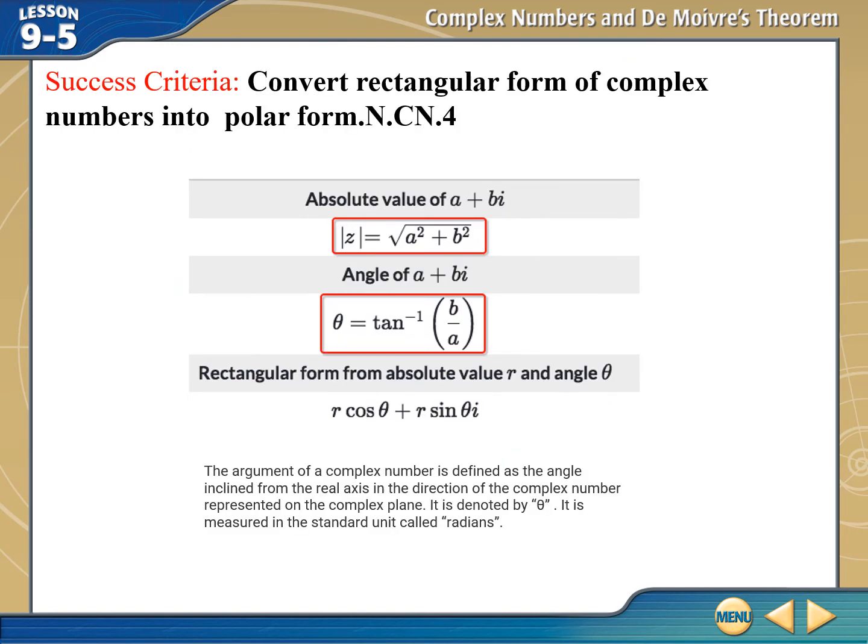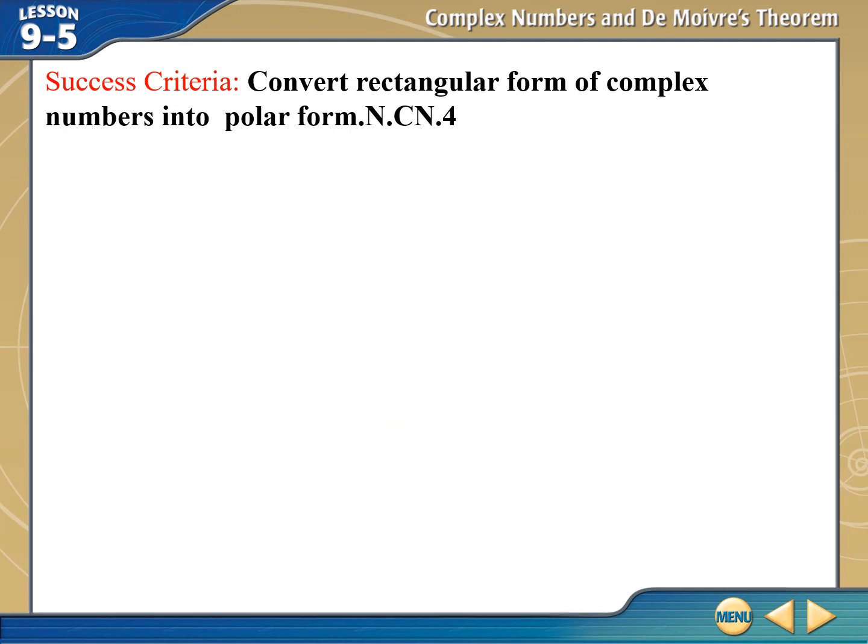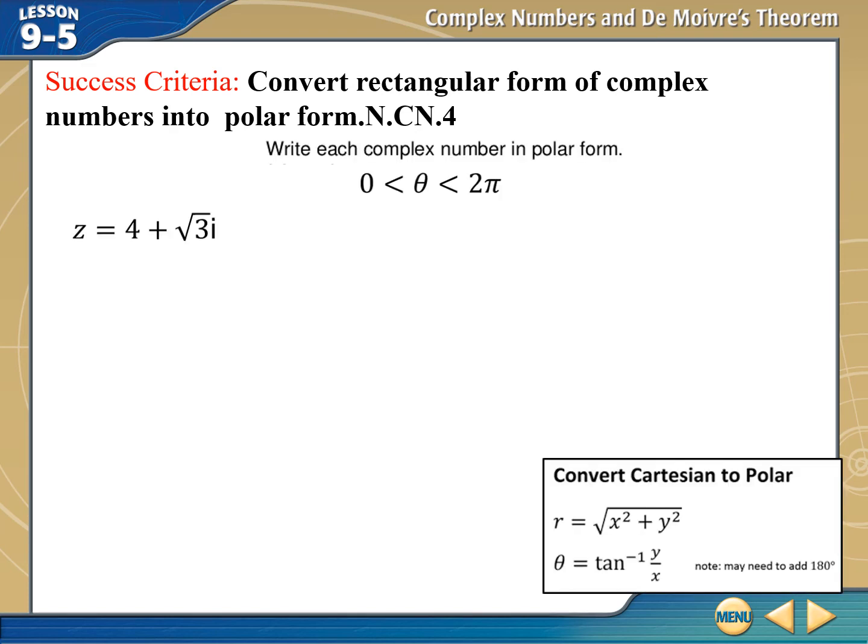The argument of a complex number is actually the angle inclined from the real axis in the direction of the complex number. It means the angle is telling you where you are moving, and it should be in radian form. So let's try and solve some questions to understand.